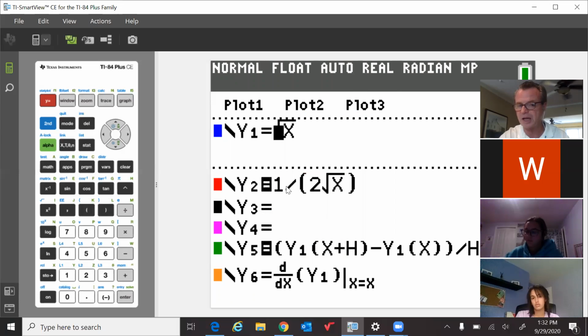If you're asked to differentiate something, you put the derivative in one of the lines, you put the parent graph in y1, you turn on y5 and see if those t-charts match up. Okay?